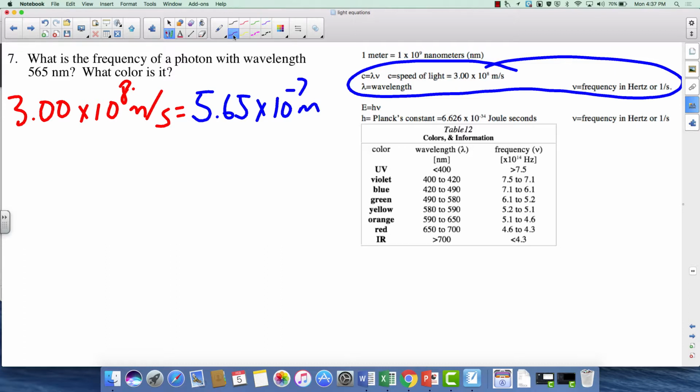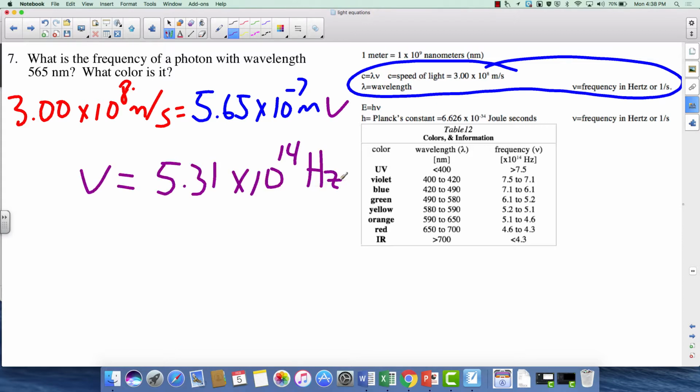And then all we have to do is find v, the frequency, which gives us a frequency of 5.31 times 10 to the 14th. The color comes from the wavelength or the frequency, and the wavelength 565 nanometers comes from right here, giving us an answer of green.